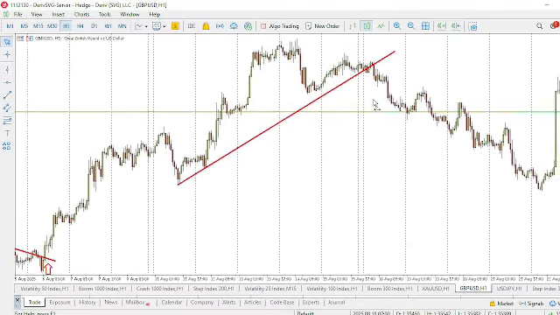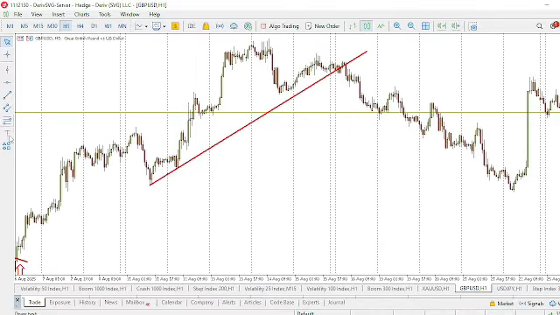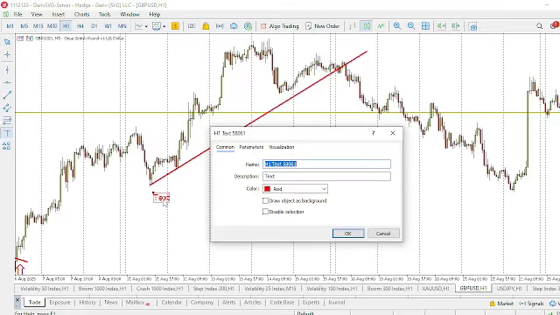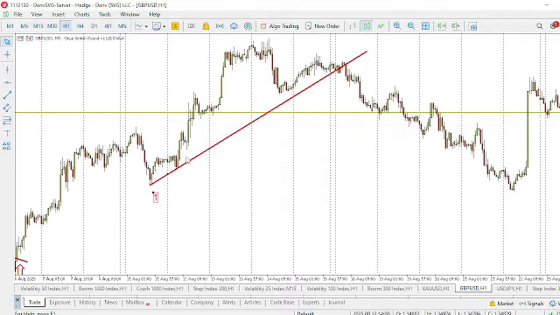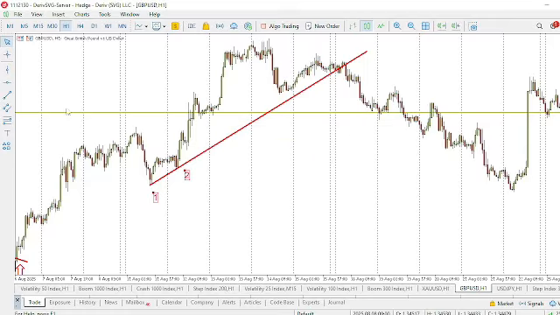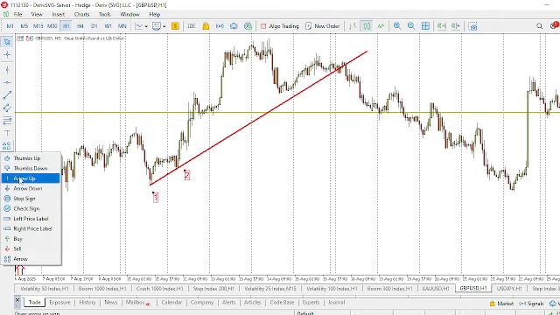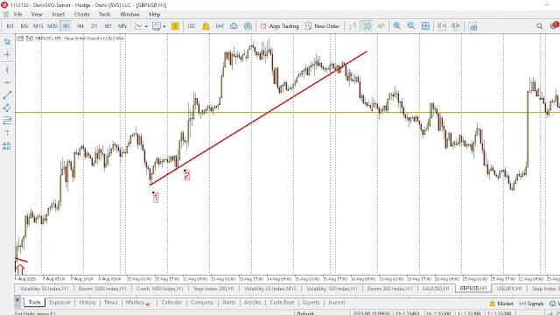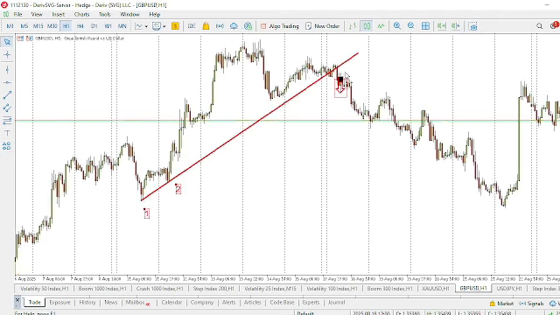Then another thing is happening here too. You have my point 1, then you have my point 2 here, and look at the third touch. Price is breaking out from this trend line. Price is breaking out from here.